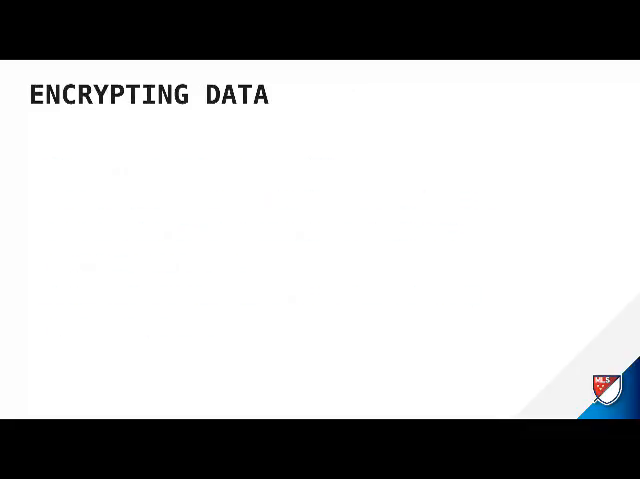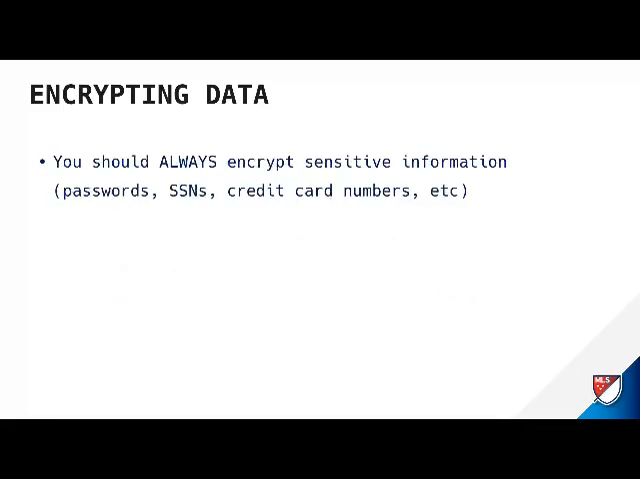So the last thing that we're going to talk about for securing an application is actually encrypting data. And this is internal data that your application is storing. So you should always encrypt sensitive information, regardless of anything else, right? Passwords, social security numbers, credit card numbers, any type of personal information that can seriously damage a person or an entity, or just can have really bad effects, should always be encrypted.